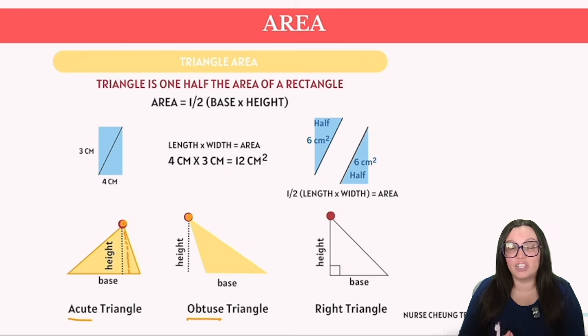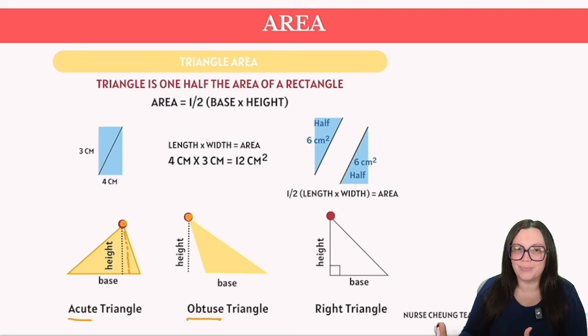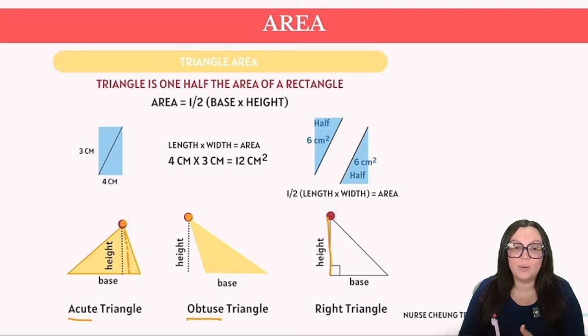In certain cases, such as with acute triangles, the line is going to fall within our triangle's boundaries. But for obtuse triangles, this height line extends outside of our triangle's perimeter. Regardless of its position, the formula to calculate the area of a triangle is going to remain the same consistently. Area equals 1/2 of our base multiplied by our height.